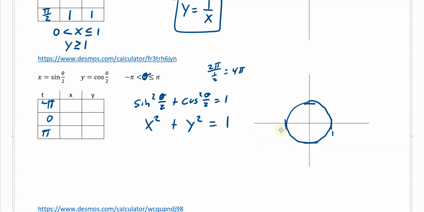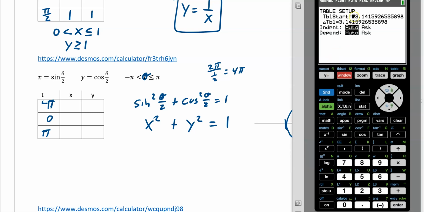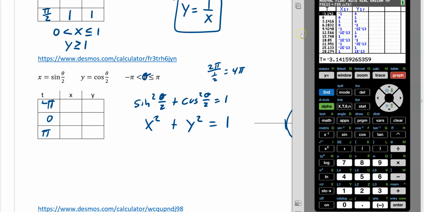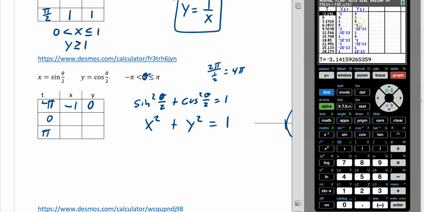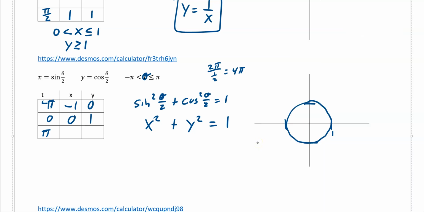I know it's only going to do half a circle, so I just need 1, 2, 3 marks. If I make the step pi, I'll go from -pi to 0 to pi, and that'll give me the three points I'm looking for. So we have -1, 0, then 0, 1, and then 1, 0. Our first point would be here, our second point would be 0, 1, and our third point would be 1, 0. That gives us this direction from there to there.